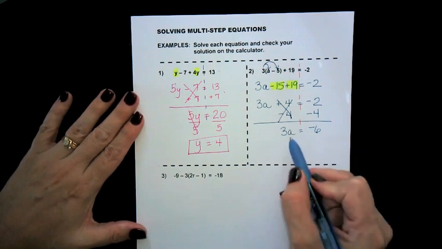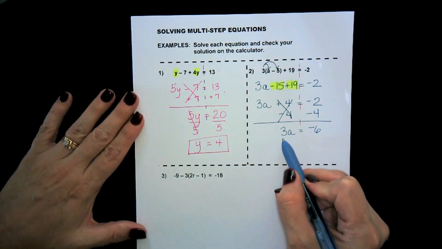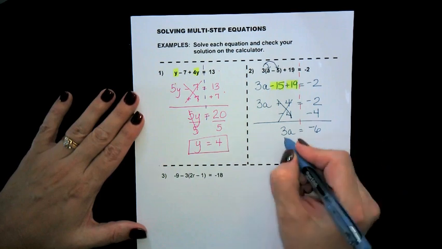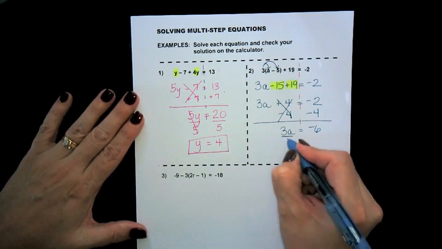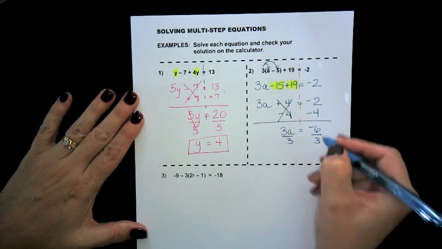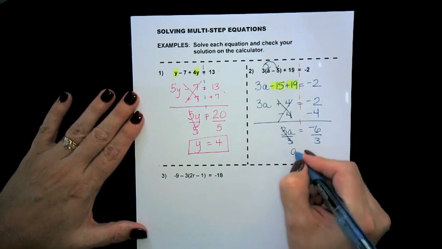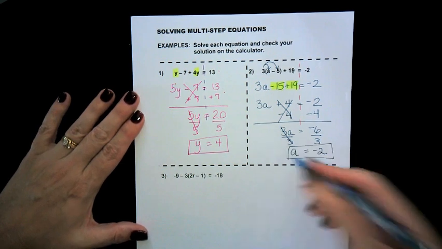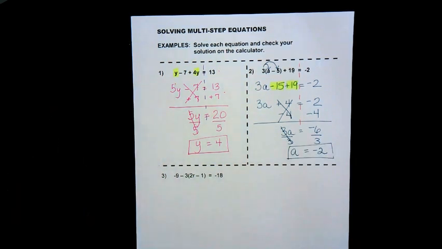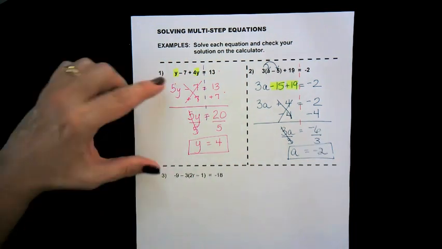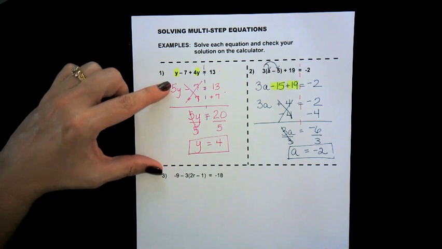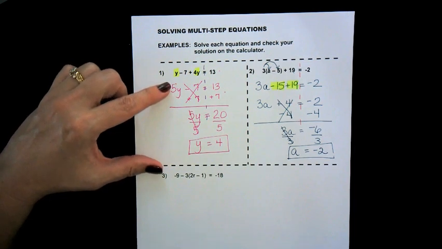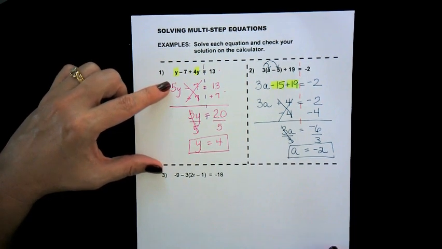Let's finish up this one. We notice that the variable is being multiplied by 3, so we'll do the opposite of multiplying by 3. That is dividing by 3. Those 2 cancel out, giving me a equals negative 2 as my final answer there. I hope you're seeing the pattern here. The pattern is we simplify until we get a two-step equation, and then we start doing opposites, okay?